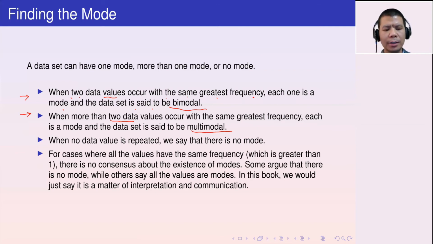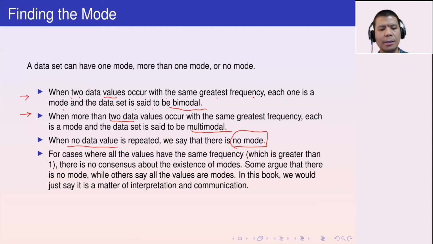Now, when no data value is repeated, okay, so all the data values are distinct, no repetition. So we say that there is no mode. Right? This is no mode.